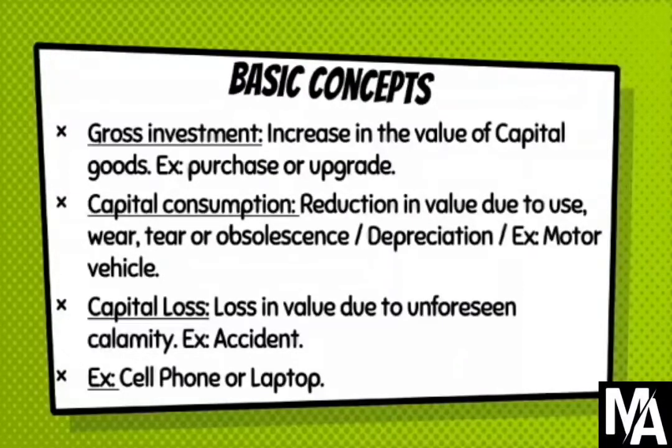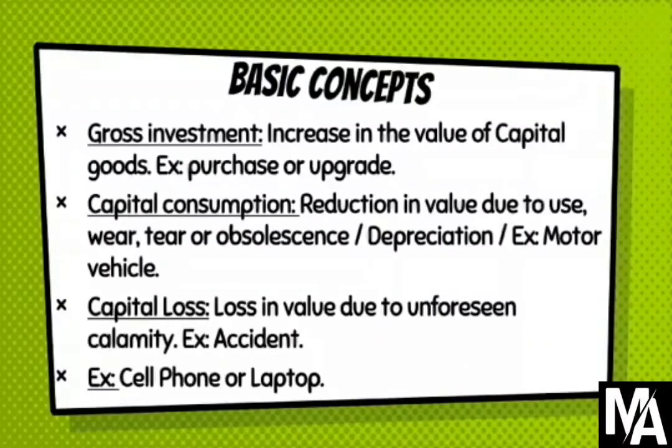Now, if I have a motor vehicle and I had an accident, and because of that there is a sudden reduction or a loss in the value of that capital good, that sudden loss due to unforeseen calamities is called capital loss. For example, the accident of my motor vehicle has destroyed the front part, and because of that there is a sudden reduction in the value of the motor vehicle.